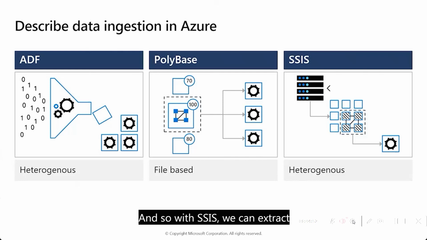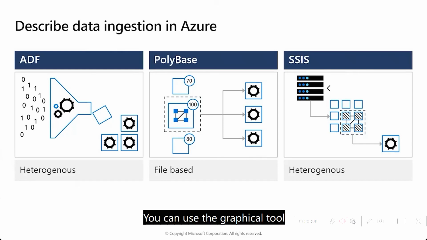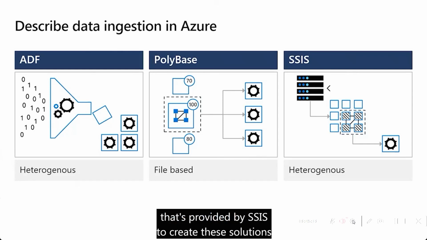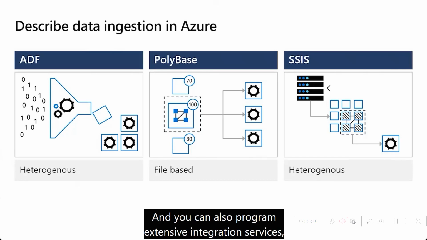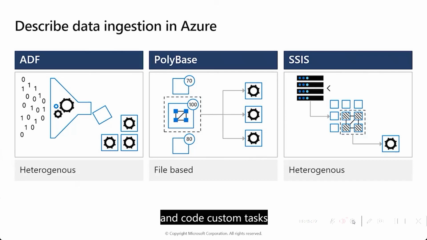With SSIS, we can extract and transform data from a variety of data sources, such as XML data files, flat files, and relational data sources, and then load the data into one or more destinations. You can use the graphical tool that's provided by SSIS to create these solutions without having to write a single line of code. And you can also program the extensive Integration Services object models to create packages programmatically and code custom tasks and other package objects as well.